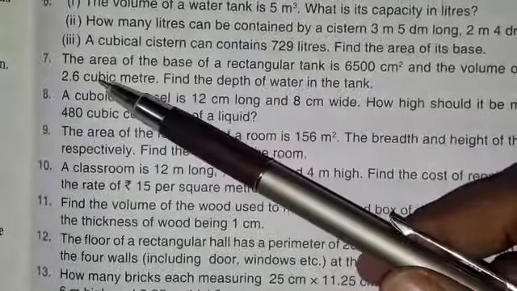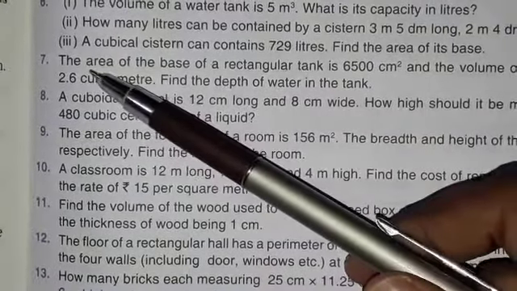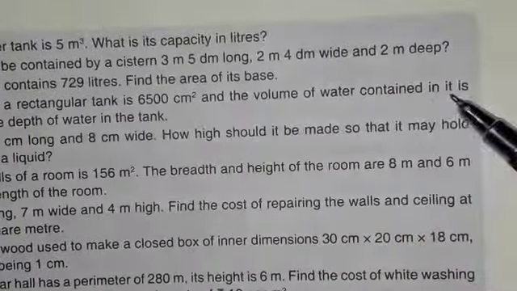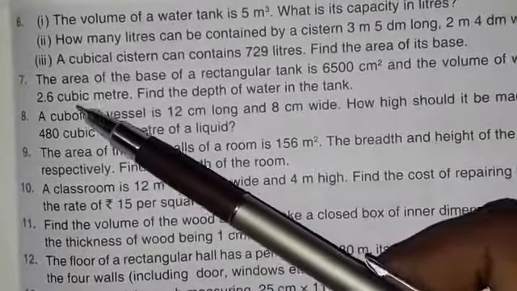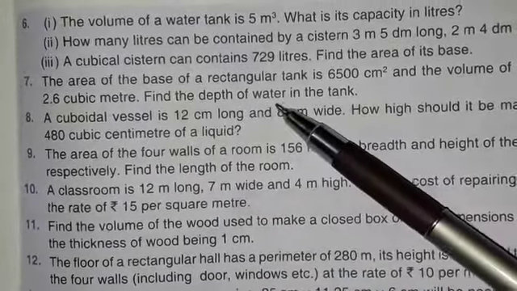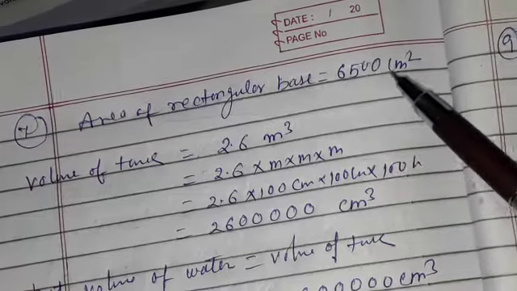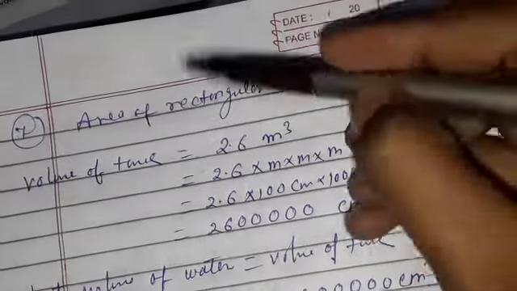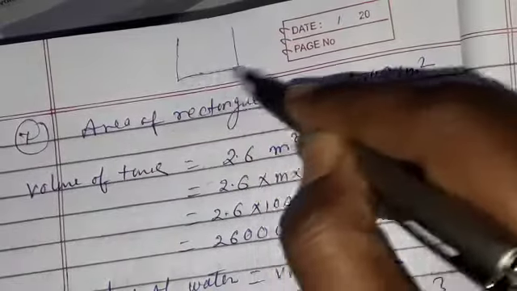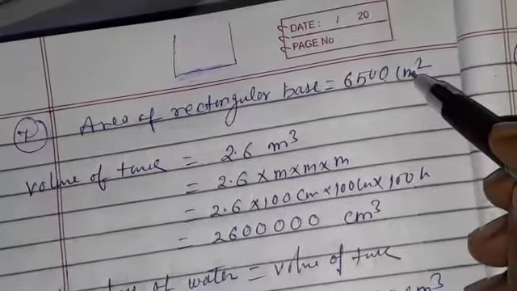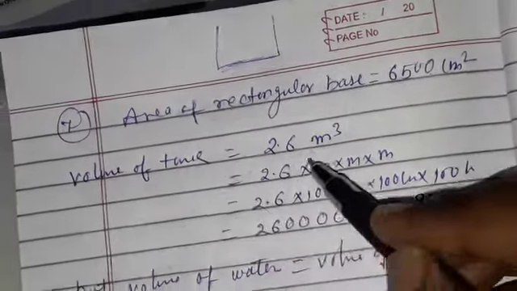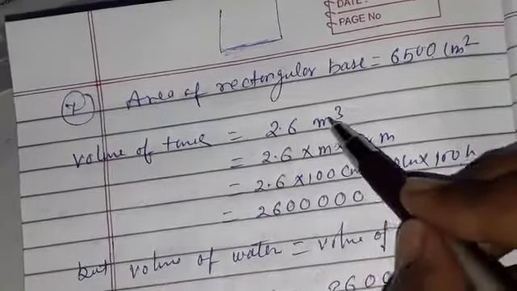Now class, I am taking question number 7. The area of the base of a rectangular tank is 6500 centimeter square, and the volume of water contained in it is 2.6 cubic meter. Find the depth of the water in the tank. It means you have to find the height. Class, if your tank is like this, the area of this base is 6500 centimeter square, and the volume of tank is equal to 2.6 meter cube.